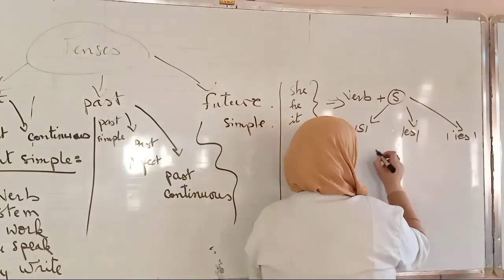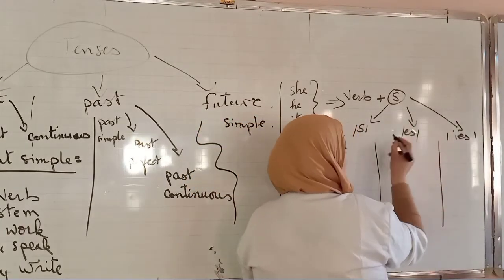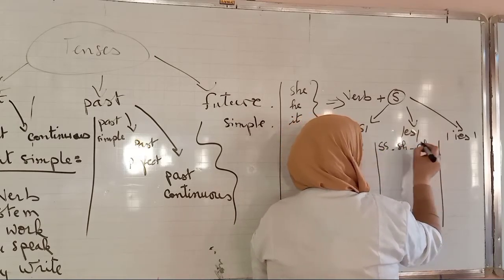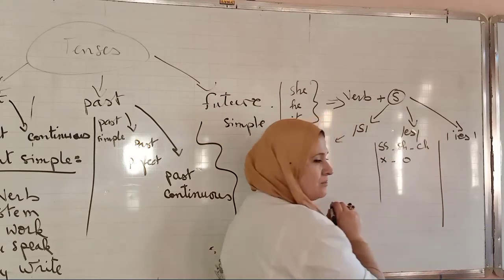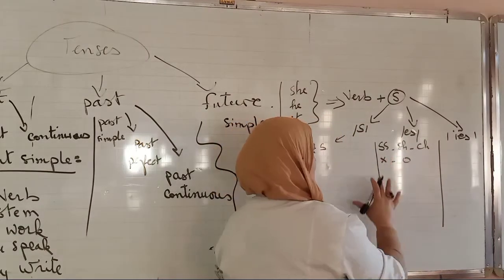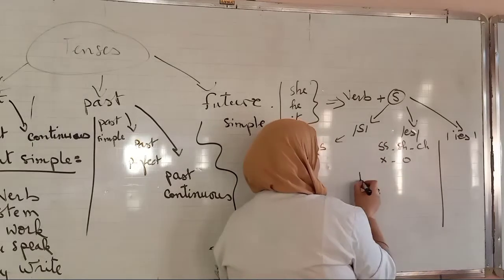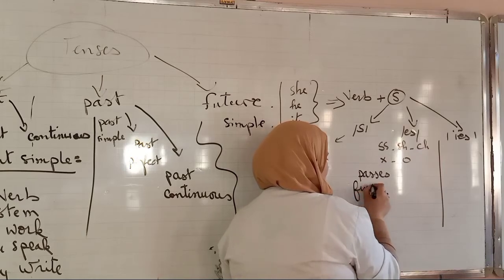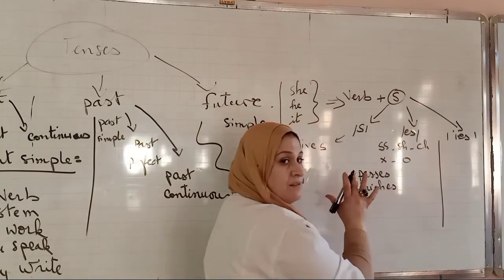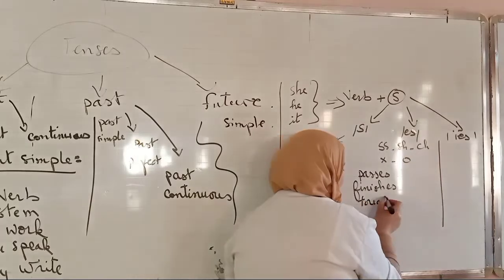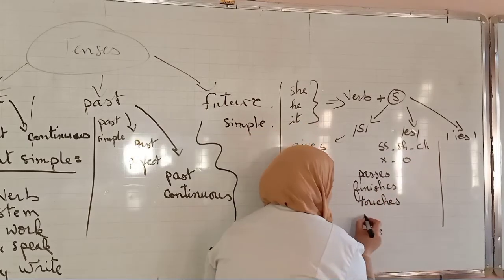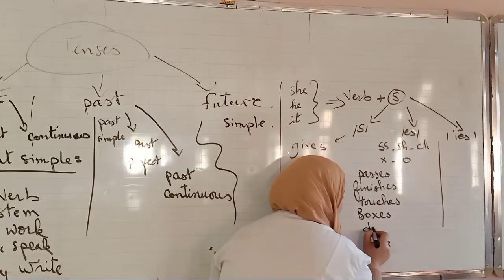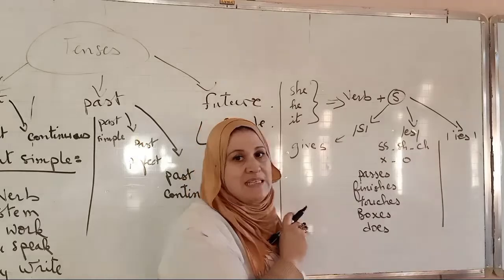For es, for example, we have the ones that include double s, sh, ch, x, and o. So let's give examples. For example, pass, passes, finish, finishes, touch, touches, and, for example, box, boxes, and do, does. I add es.